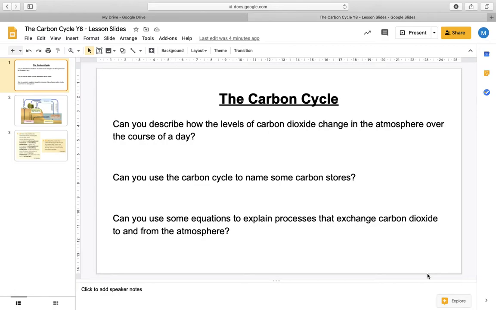Hello and welcome to this second lesson in the topic on climate. In the previous lesson we looked at the Earth and its atmosphere. Today we need to look at something called the carbon cycle.